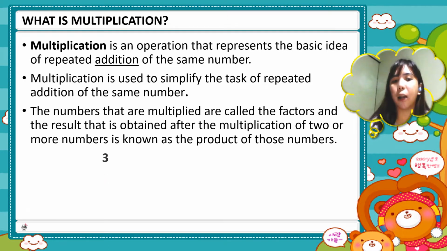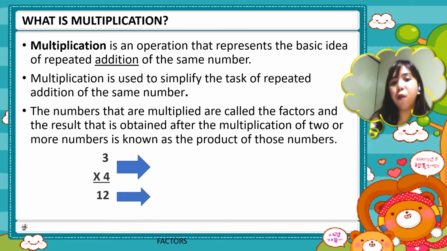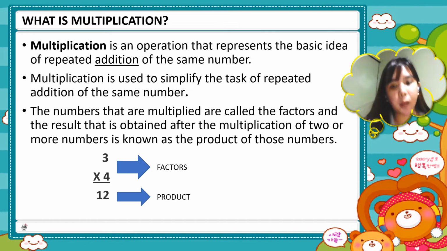Take a look at this one. So we have 3 times 4 equals 12, where 3 and 4 are known as the factors and 12 is known as the product. So si 3 and 4, amo ni siya ang numbers nga imo i-multiply. So amo na siya ang ginatawag na factors. The result of 3 and 4 is what we call the product.